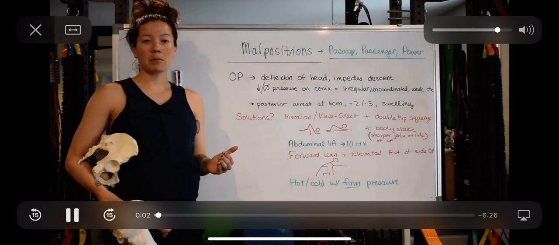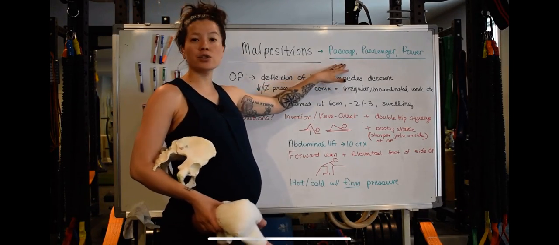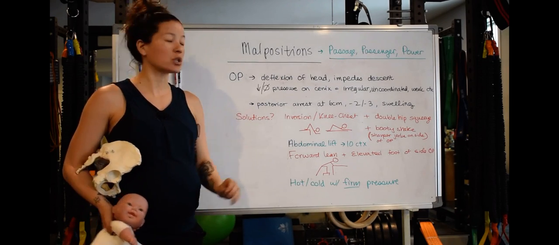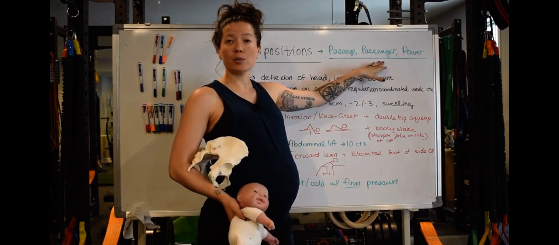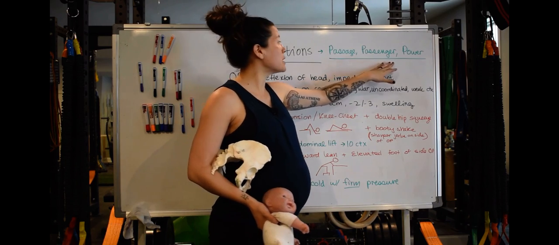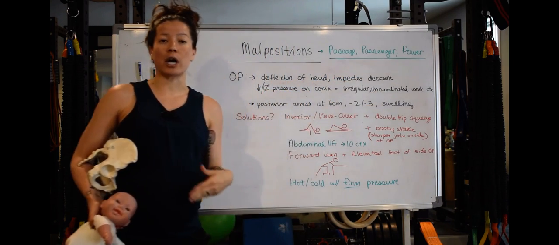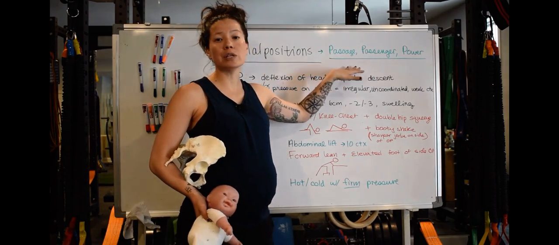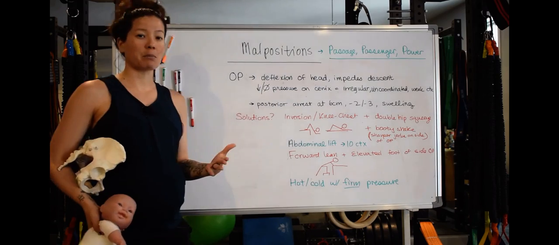When approaching malposition, we want to remember the three P's. The passage: the mother, what is happening with the pelvic space, the alignment of the pelvis, the musculature. The passenger, which is the baby: what position is the baby in? And then the power: how strong are the contractions, and how effective are they being with helping to influence the other two? So these three are factors towards labor progress.